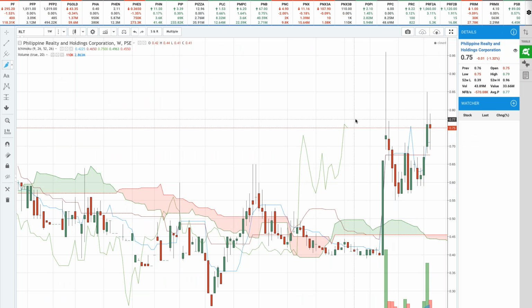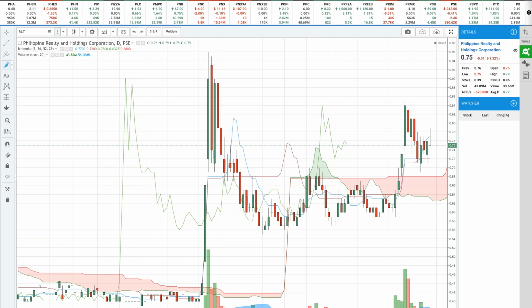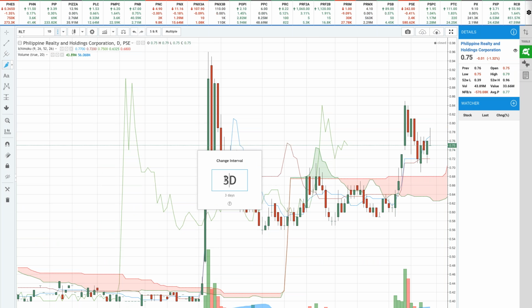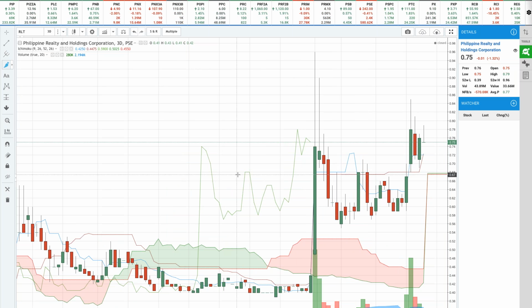So we want to do a short-term trade on RLT. Our time horizon is a few days. So we look into the daily chart. We use the 3-day chart as confirmation. So this is the 3-day chart.